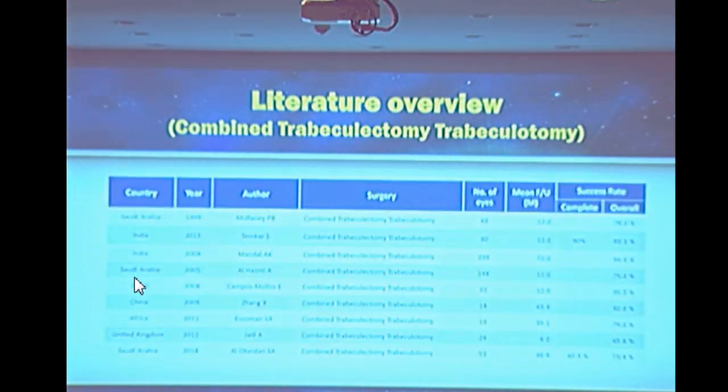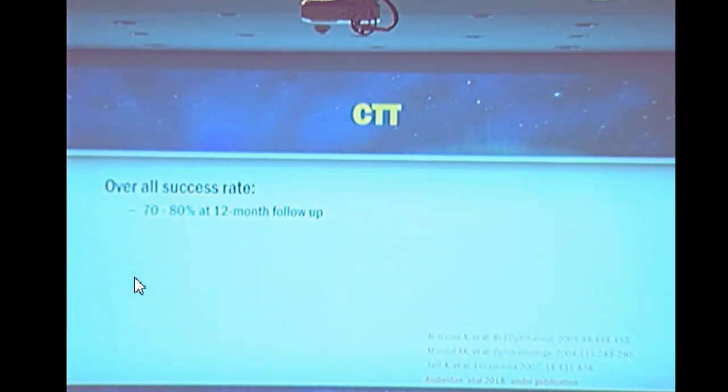When we come to the combined procedure, again, you look at our results here, where you will see it in a moment. It's again comparable in all populations, different pathology and so on, different surgeons. So it is a good procedure, combined trabeculotomy, trabeculectomy. It gives good results, as we'll see in a moment. And the overall success rate is about 70 to 80 percent after 12 months follow-up.